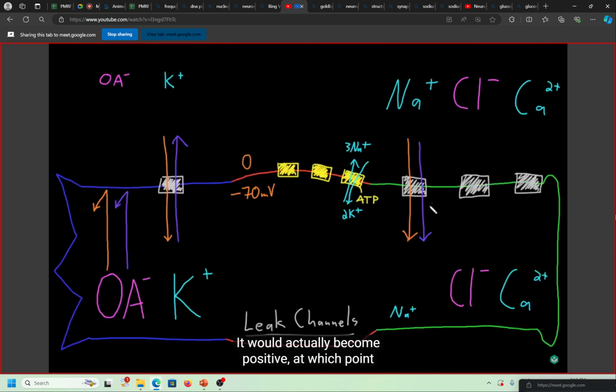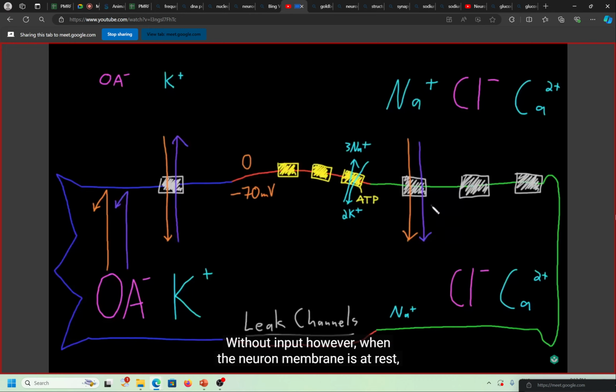It would actually become positive, at which point the electrical force would switch, and it would have to get quite positive inside the neuron for the electrical force to get big enough to balance the diffusion force to reach the equilibrium potential of sodium, which at typical neuron ion concentrations may be around positive 50 millivolts.